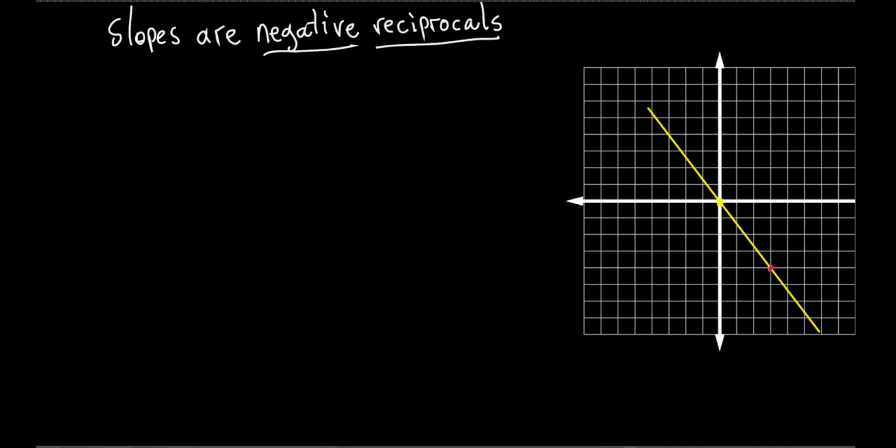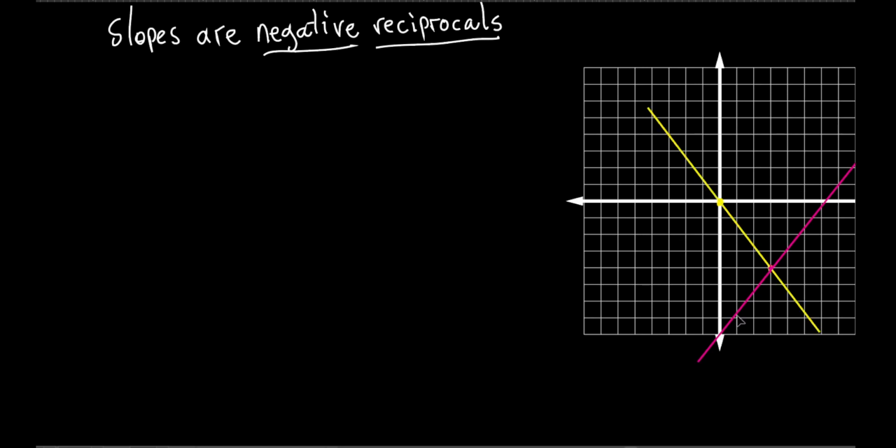So the question is, are these two lines perpendicular to each other? How do I find if they're perpendicular to each other? Find the slopes. That's right. So let's do it. Let's find the slopes.